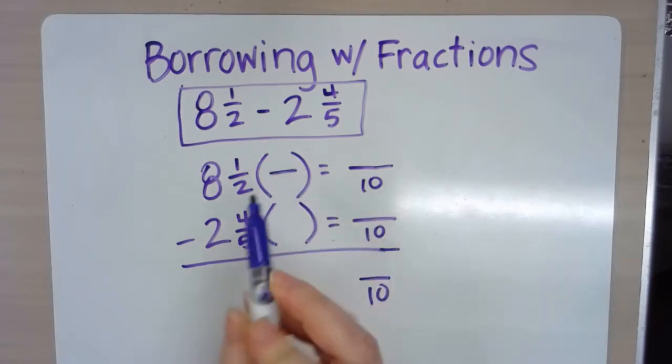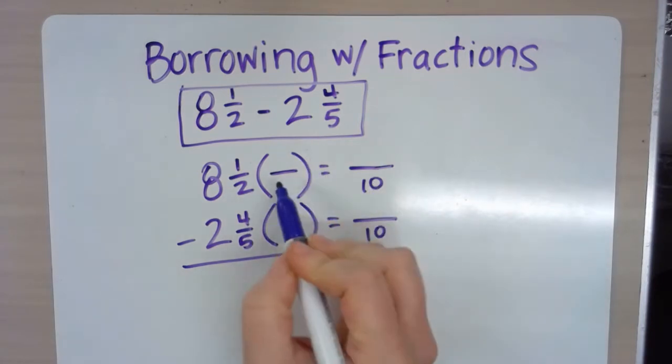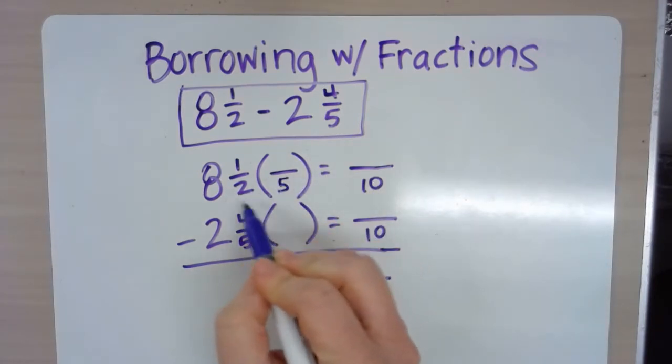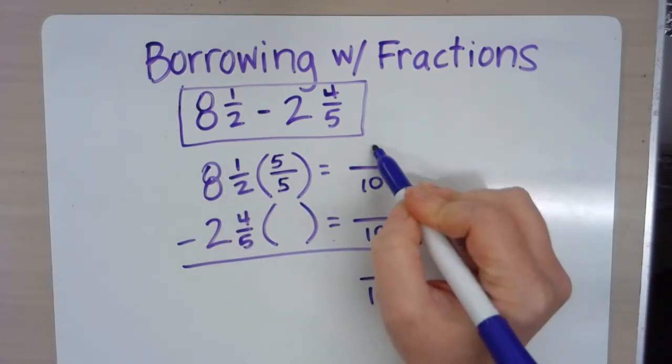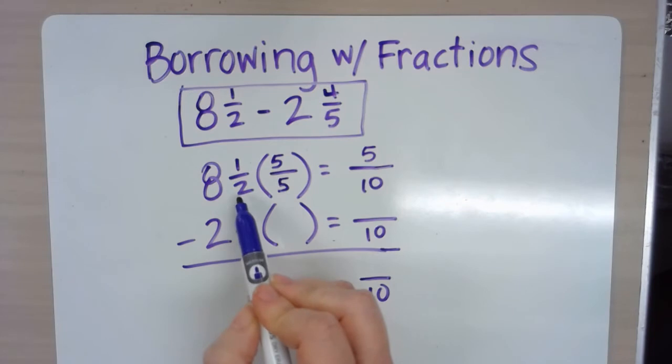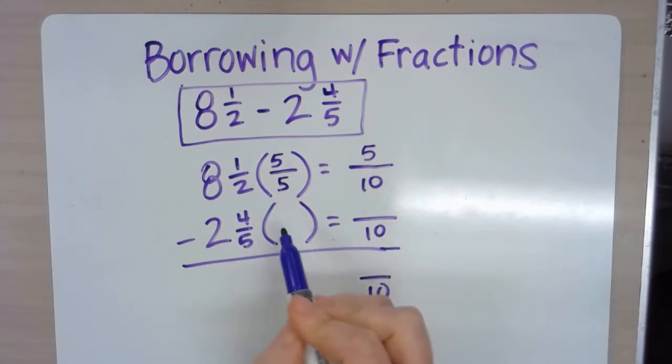As we've practiced, we have a missing factor problem. 2 times what gives me 10? Well, 2 times 5. Whatever I do to the bottom, I will also do to the top, and I arrive at 1/2 equals 5/10. I'll do the same thing down below.